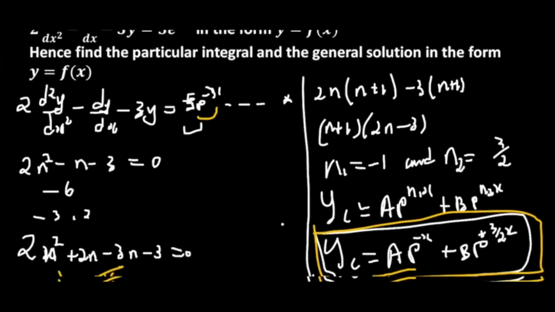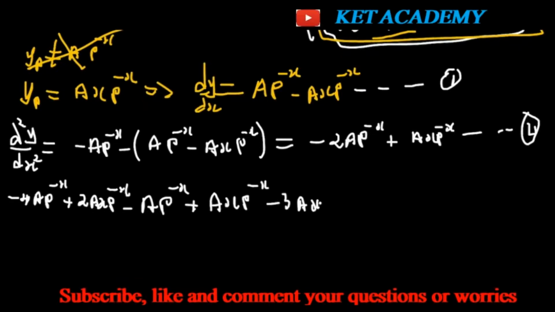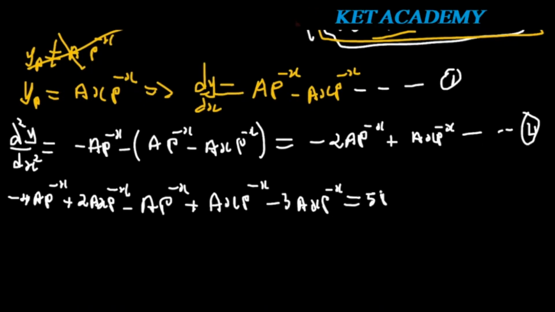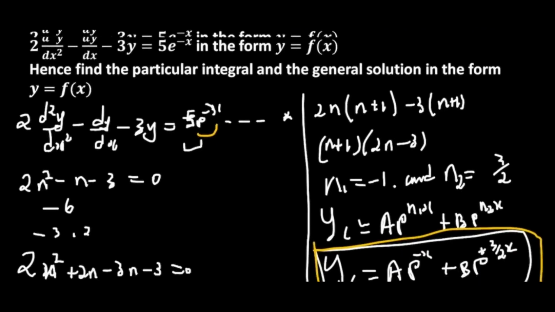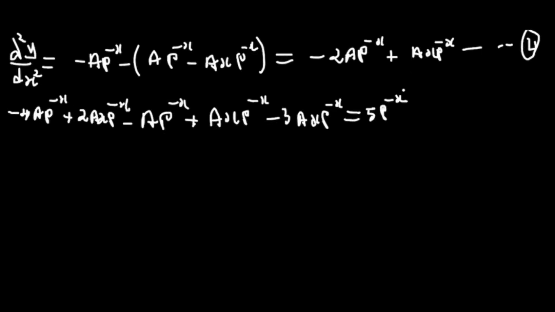So minus 3y minus 3, our y is a x e to the minus x. So all of this will be equal to 5 e to the minus x. So we have that above there, 5 e to the minus x. Now if we cancel, we see that e to the x is common all through. So we are going to cancel e to the x, e to the x, and e to the x. So we see that on our right hand side we have a constant 5.